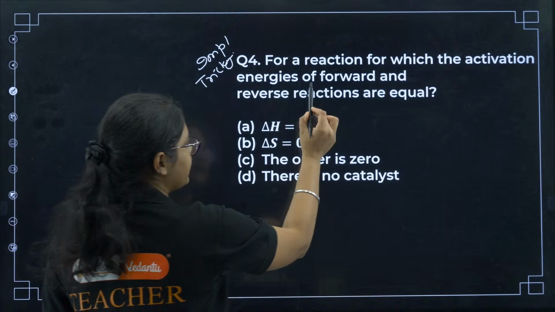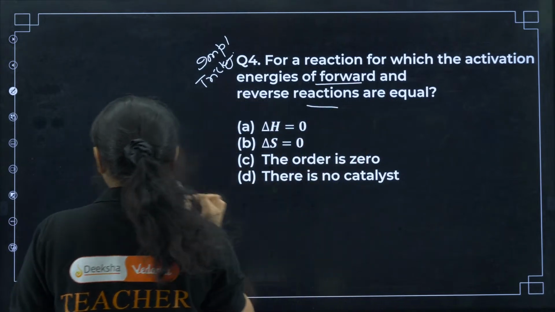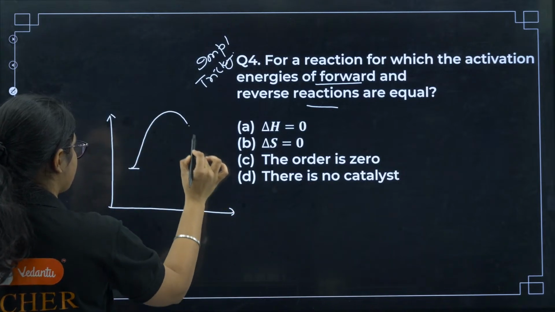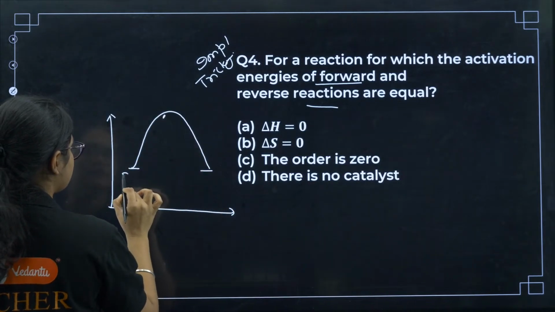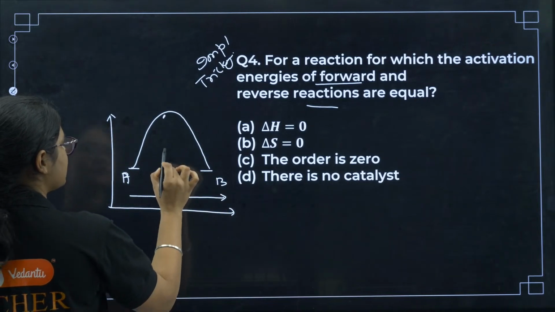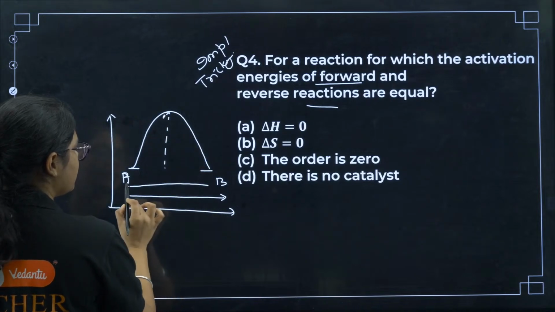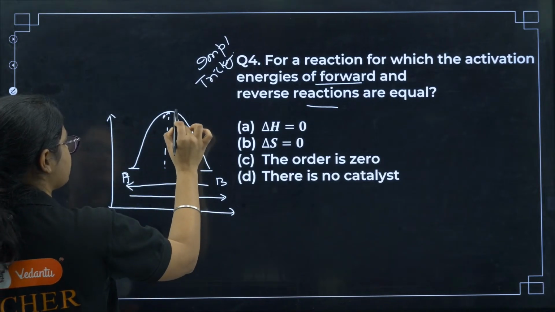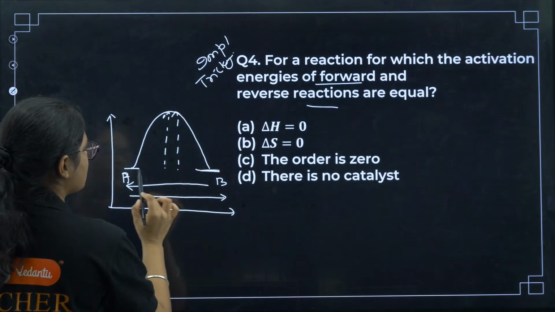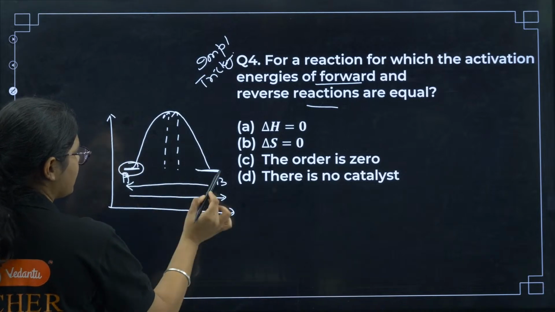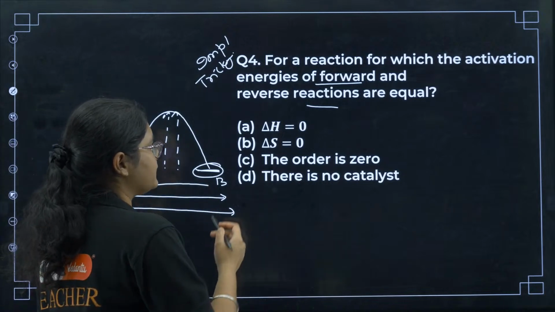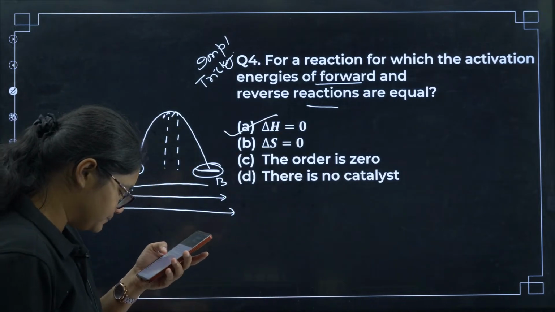You have activation energy for both the reactions equal, so that means what? Suppose this is A and this is B. Now A to B is the forward reaction, and for this the activation energy is this one. Now B to A is the backward reaction, and for this also the activation energy is this one. So when both the activation energies are equal, the energy of the reactant and the energy of the products are equal. So if this is equal, then delta H of the reaction will be equal to 0.